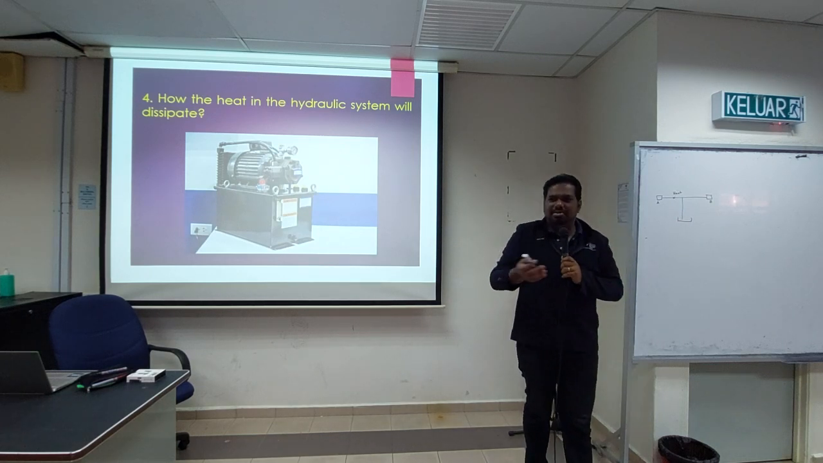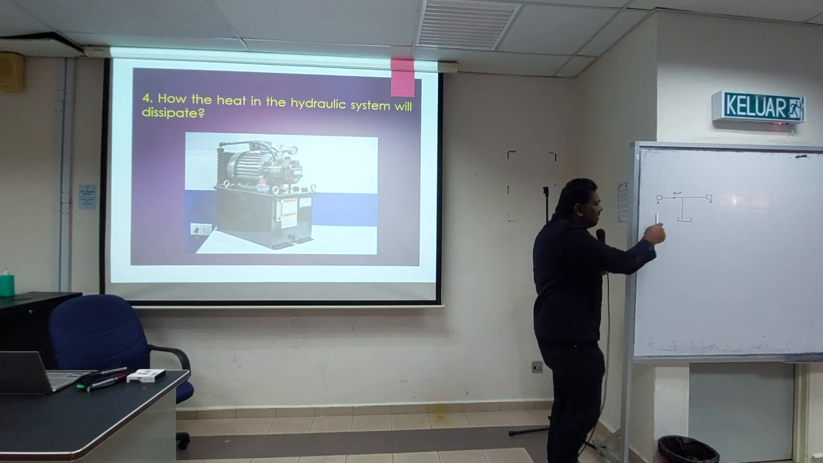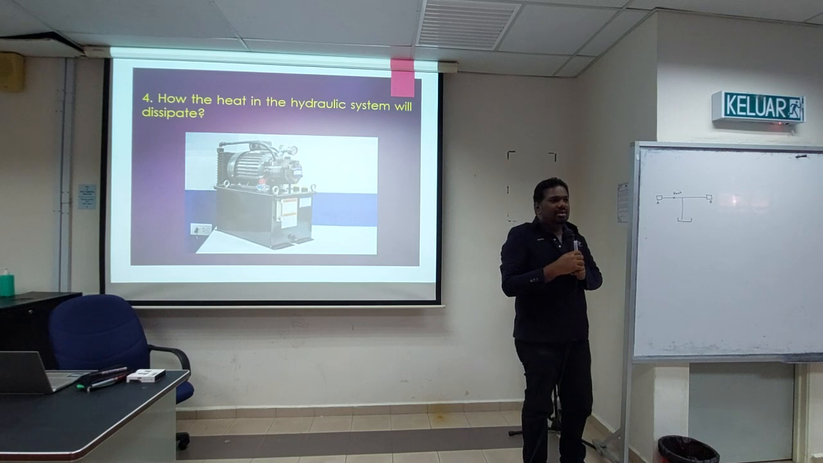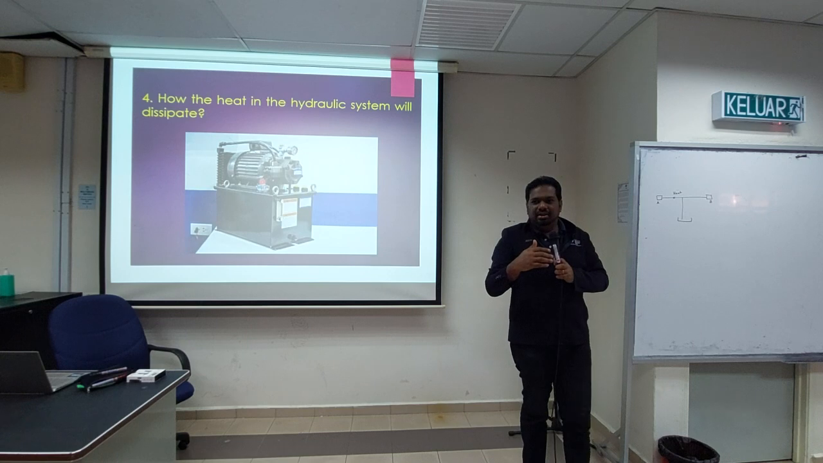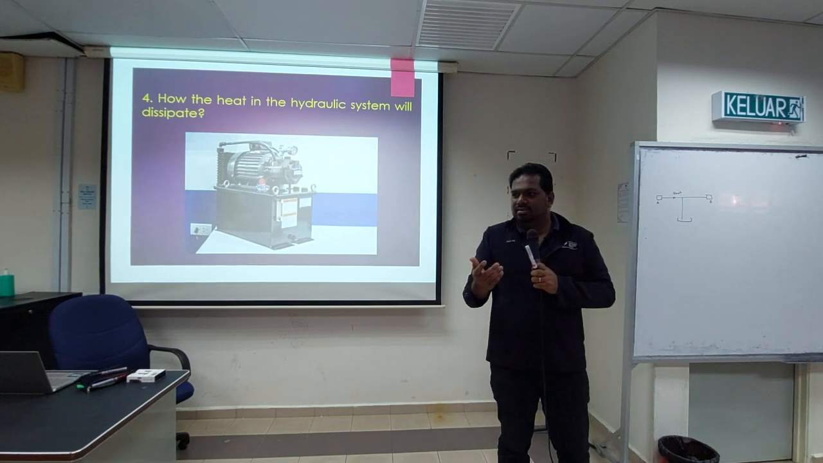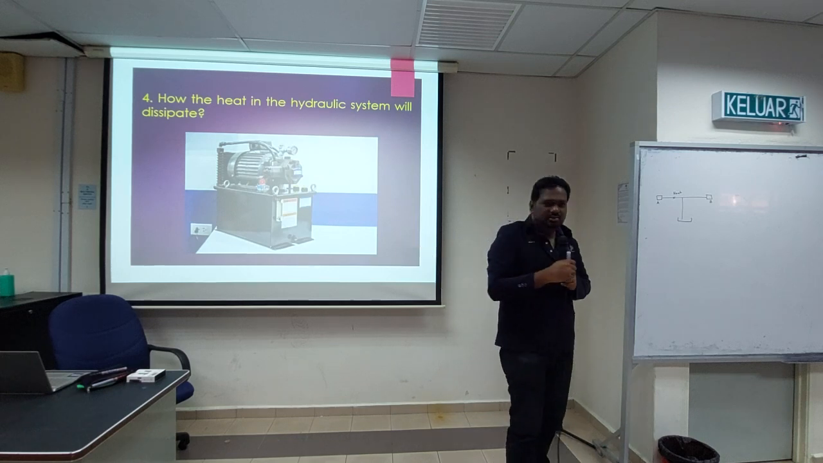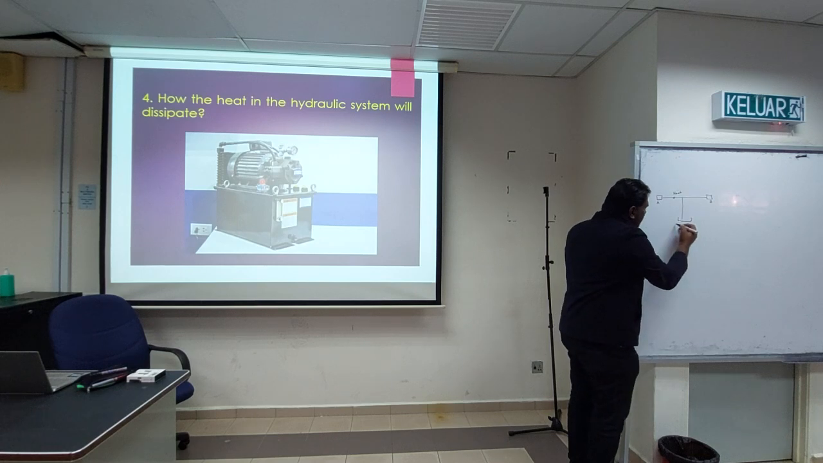Selalunya macam mana haba akan dibuang daripada hydraulic system? Di soalan ni pun biasa keluar. So how this heat will be removed? Dia akan buang dekat sini tak? Tak. Apa yang dia akan buat? Apa proses dia? So heat will be dissipated dekat mana? Haba akan dibuang dekat mana? So dekat sini. So this is your tank ataupun reservoir.